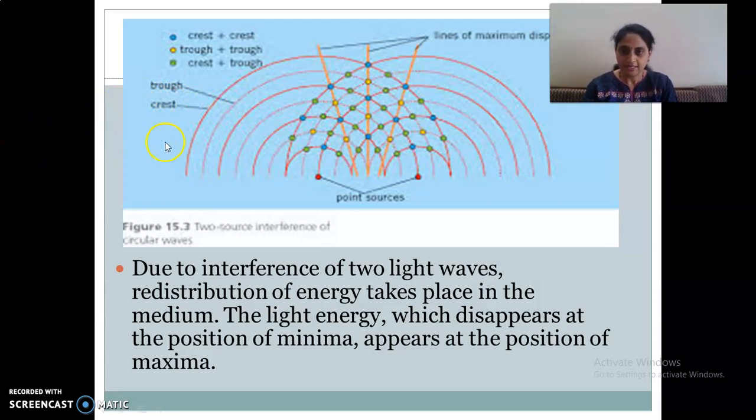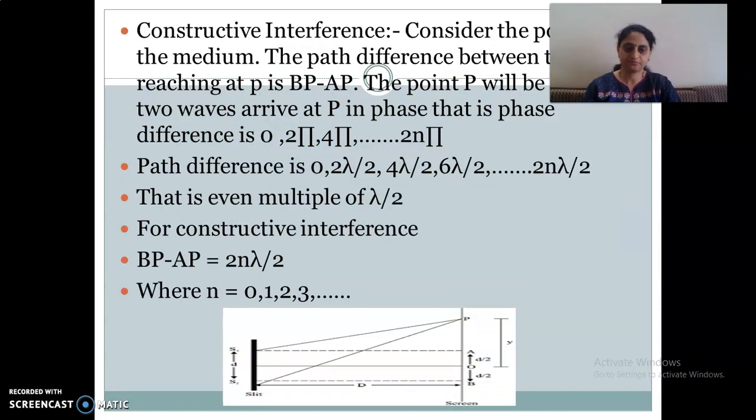And in this case, the dotted line overlaps with the normal line. At that time, crest overlaps with trough. Minimum displacement is there, intensity is minimum, which is destructive interference. So look at this figure. Due to interference of two light waves, the redistribution of energy takes place in the medium. The light energy disappears at the positions of minima and appears at the positions of maxima. Okay. So next, constructive interference.